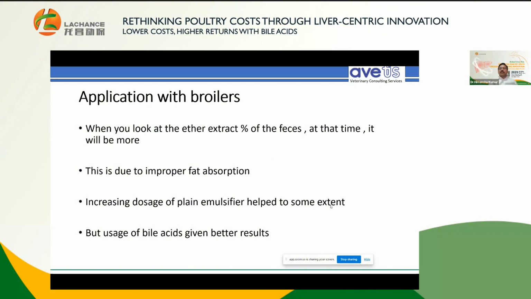When you look at ether extract, suppose you want to assess whether this pasty condition is due to Salmonella or E. coli or any other thing that is going to be treated. Obviously, this pasty condition has occurred due to metabolic disorders. In that condition, you will find the ether extract or the fat content in the feces would be more. If this product is used, we find the response was quite good. This usually happens due to poor fat absorption. Increasing the dose of plain emulsifier sometimes helps, but with the use of the bile acid, particularly Runion, we have seen quite good results.